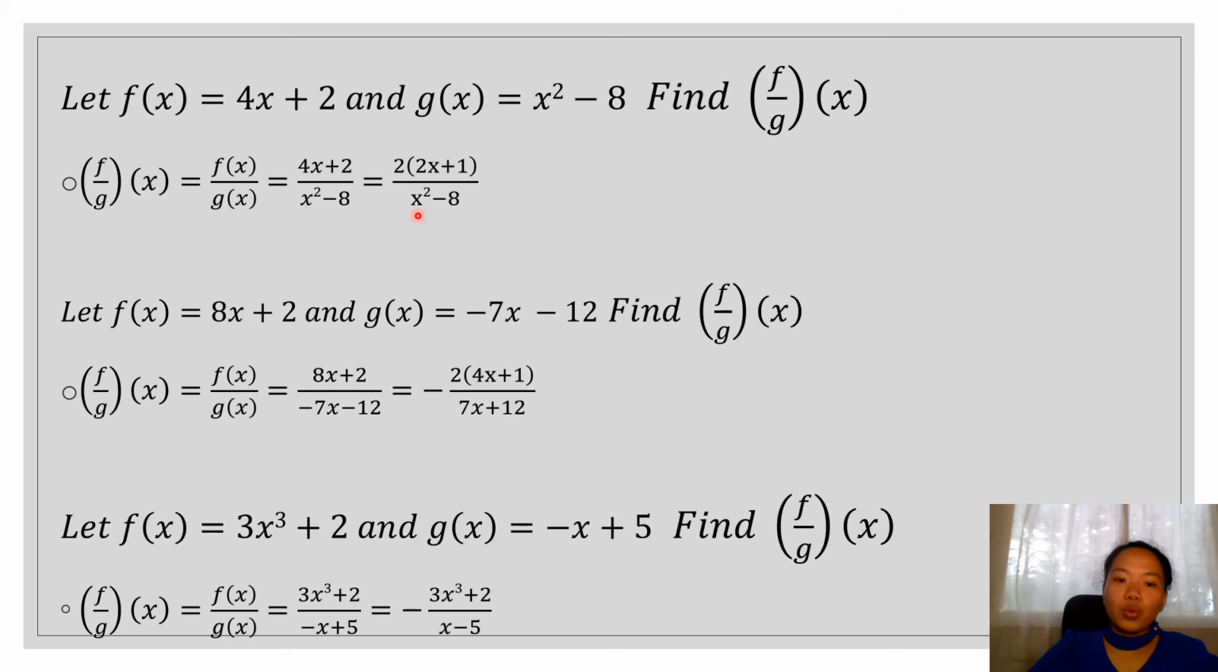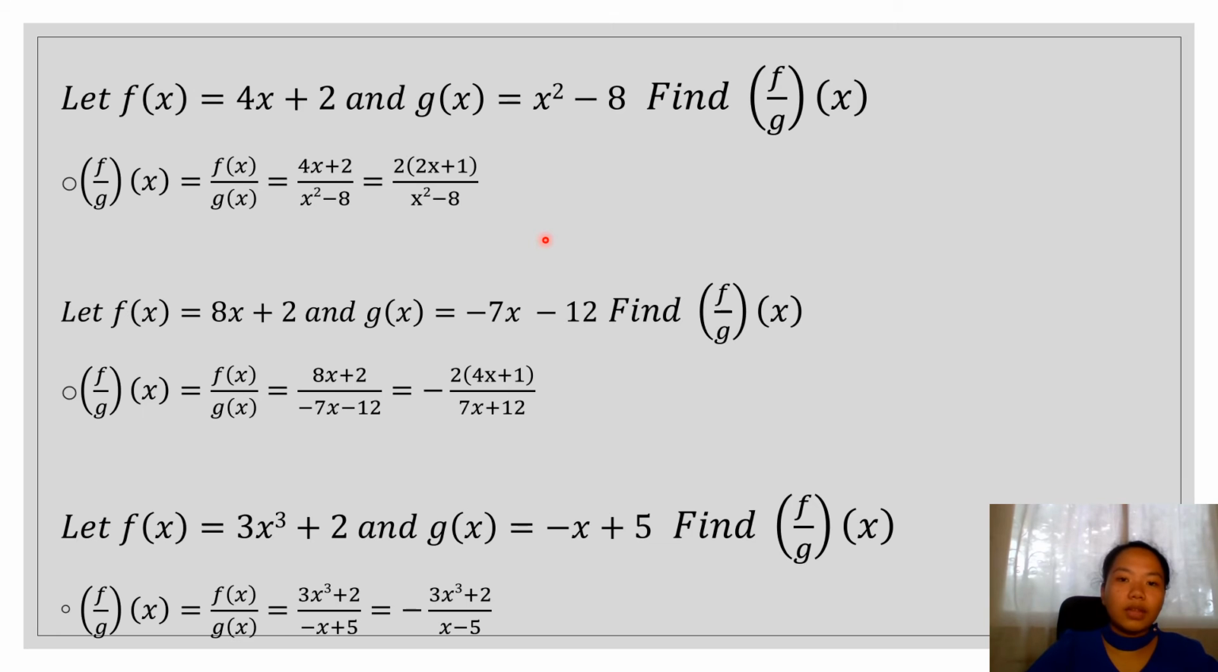So after this, we factor each. Since the denominator has no factor and the numerator has, this is the answer: 2 quantity 2x plus 1 over x squared minus 8. So this is the final answer.